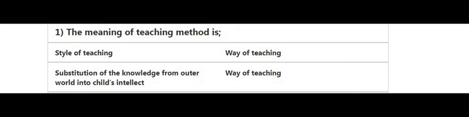Question number 1. The meaning of teaching method is: style of teaching, way of teaching, substitution of the knowledge from outer world into child's intellect, way of teaching. The correct answer is substitution of the knowledge from outer world into the child's intellect.